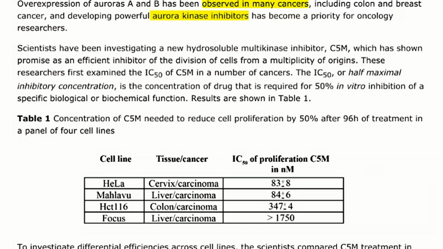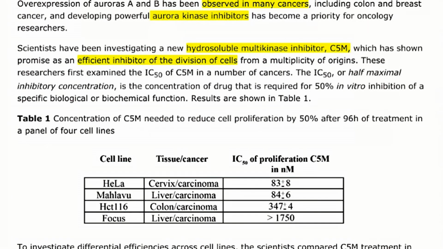Whew, so that was like a lot of technical language. So I'm going to go through and kind of break this down for myself so I know what to look at. I definitely care that it's hydrosoluble multikinase inhibitor C5M. I 100% care about that. That's what I'm studying. Great. And then what does it do? It's an efficient inhibitor of the division of cells. So that's what it does. So whenever I see a lot of jargon, I like to highlight what it is and what it does.